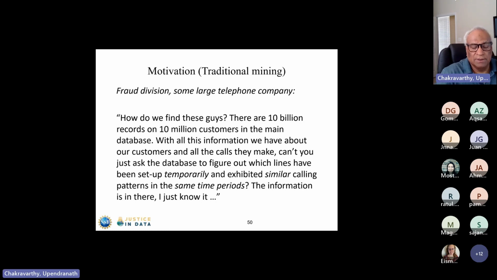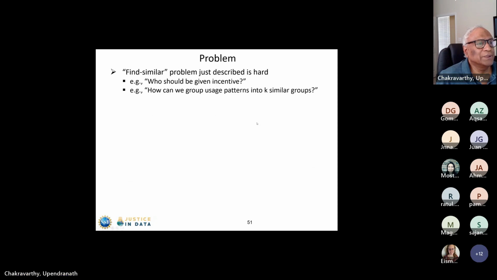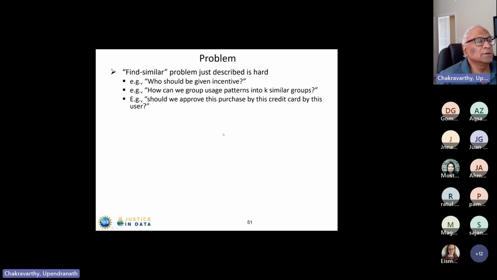And if they sense that this person is likely to switch after the contract, they want to retain that customer using some incentive. Then the question comes out as, how do you determine who is likely to switch and who is not likely to switch? That is the basic sort of thing in mining, finding problems: who should be given an incentive and who should not be. How can we group usage patterns into some number of groups? Should we approve this purchase by this credit card by this user?